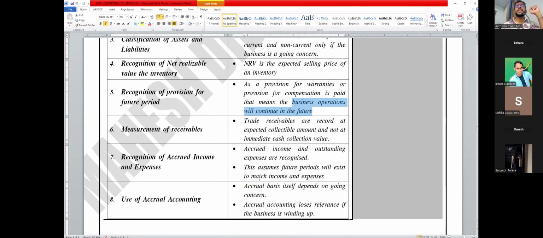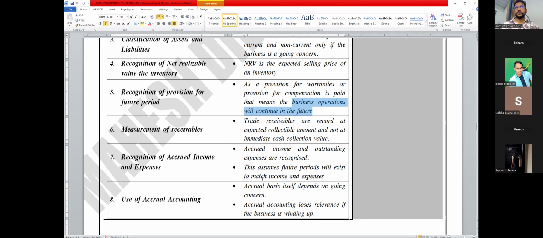Recognition of accrued income and expenses. Accrued means it is relevant to the period but not received. But anyway, we can receive it in the future. That means the business has a going concern. Outstanding income and expenses are also the same. This assumes future periods will exist to match the income and expenses. It means we have no intention to close down the business this year. We can collect it or we can pay it in the future. This is how the accrued income and expenses are influenced by the going concern concept.